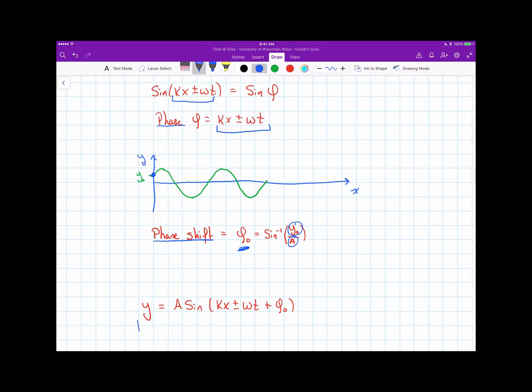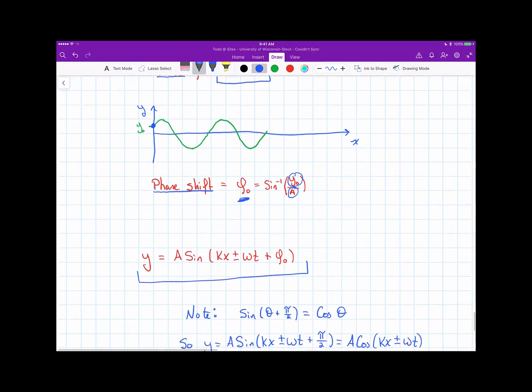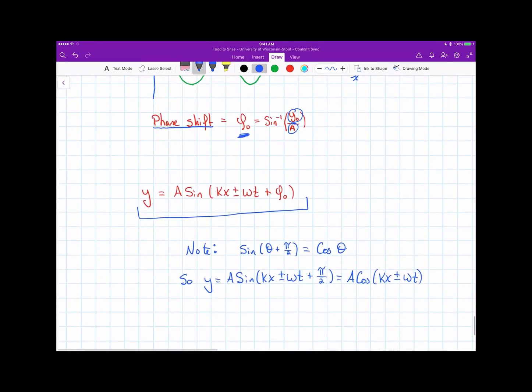So this right here then allows us to write any sinusoidal function that we possibly want, shifted as far as we want. One thing to note is that since sine of theta plus pi over 2 is cosine, if our phase shift is pi over 2, we can rewrite our sine function as a cosine function, and vice versa.